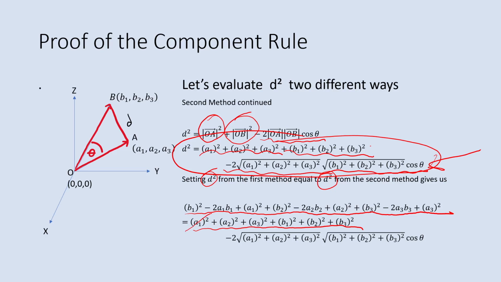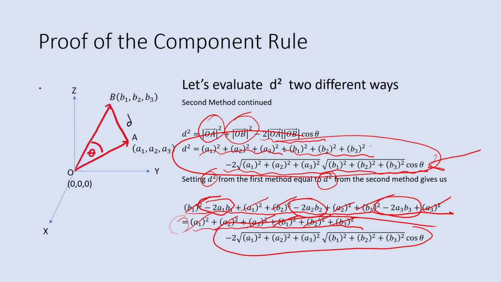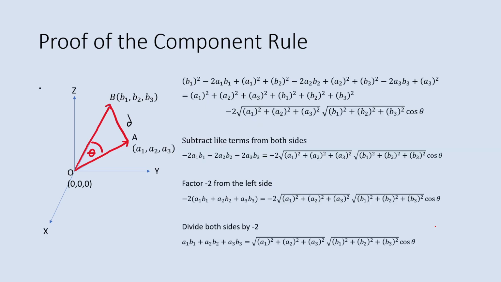Now, just notice something before we go too much farther. A1 squared here and A1 squared here, they cancel out. They're on opposite sides of an equal sign. A2 squared and A2 squared, they cancel out. A3 squared and A3 squared, they cancel out. B3 squared and B3 squared, B2 squared, B2 squared, B1 squared, B1 squared. They all cancel out. So on the left-hand side, we're just left with negative 2A1B1 minus 2A2B2 minus 2A3B3. And on the right-hand side, we're left with that expression down at the bottom, as shown.